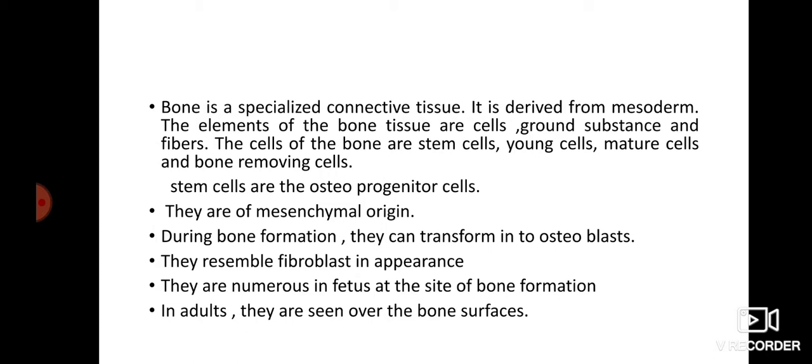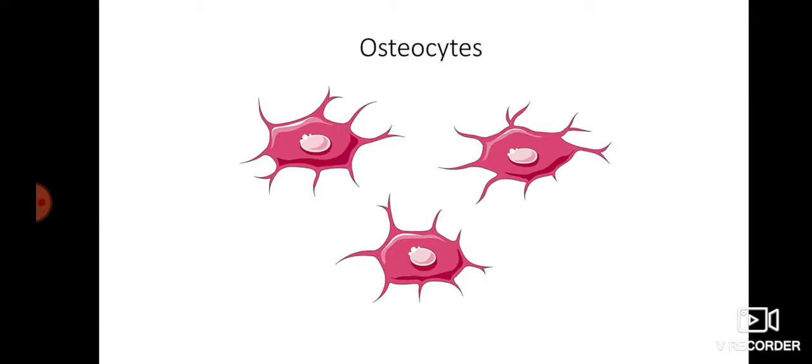So during bone formation, the mesenchyme cells turn into osteoblast cells. They resemble a fibroblast. They are numerous in the fetus at the site of bone formation, and they are present on the surface of the bone in adults. So these are the three different types of cells. The fiber present in the bone is collagen fiber, and the ground substance consists of different minerals. Phosphorus and calcium are deposited in the ground substance. It is a gelatinous matrix.